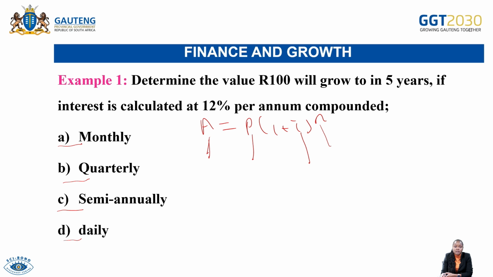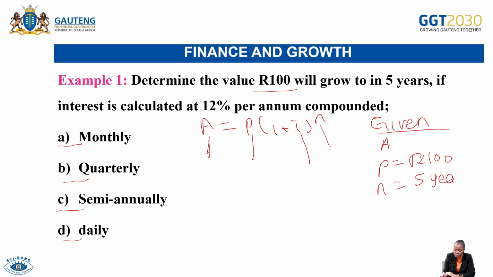Okay, so let's substitute into our formula. What are we given? So we are given the principal amount, or the amount that is invested, which is going to be your P, right? So your P, you are given that it is 100 rands, and then it is going to grow for a period of 5 years, so your n is going to be 5 years. Then if interest is calculated at 12%, it means your i, which is the interest rate, is going to be given as 12%.